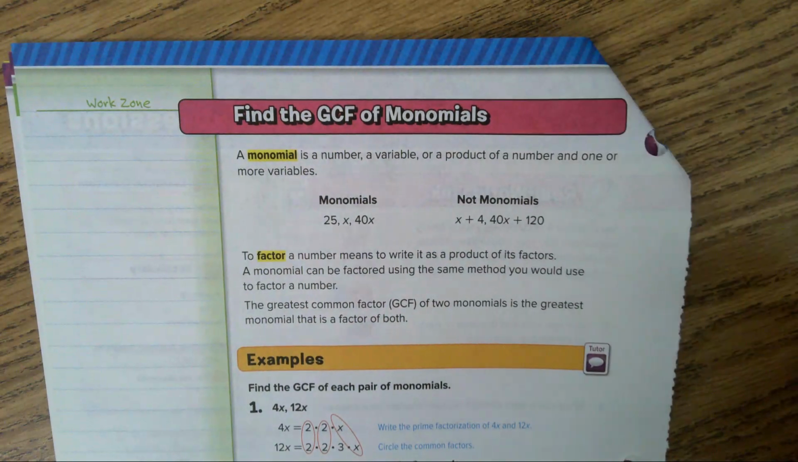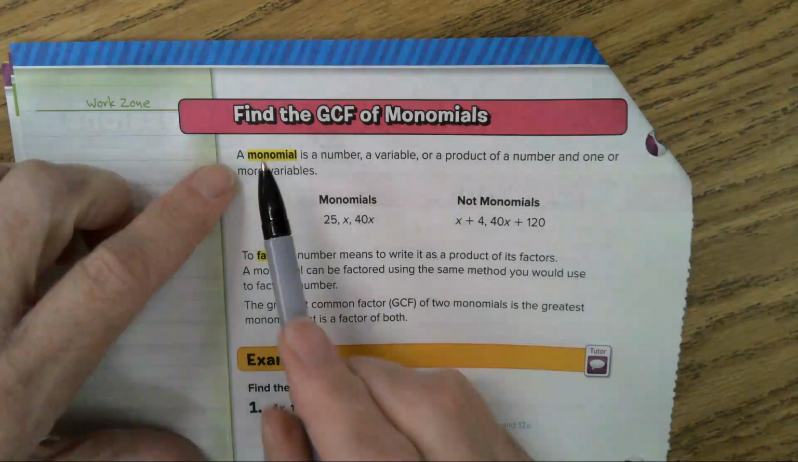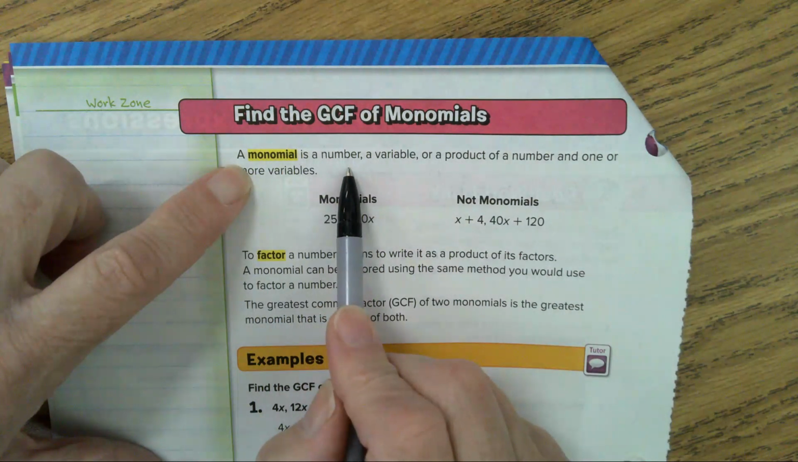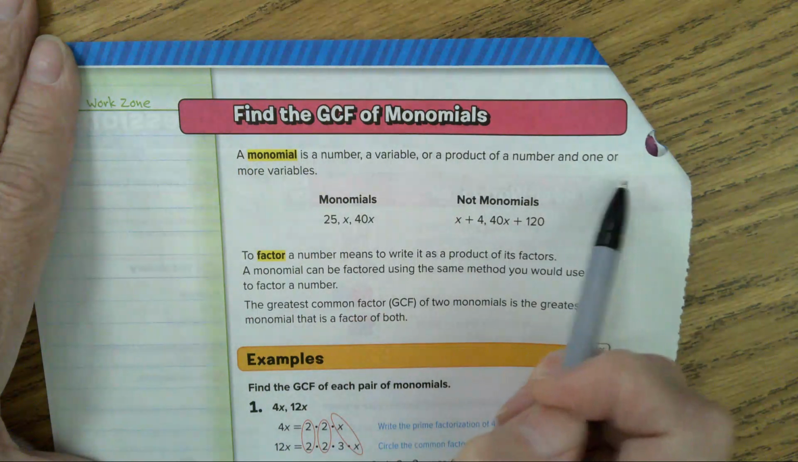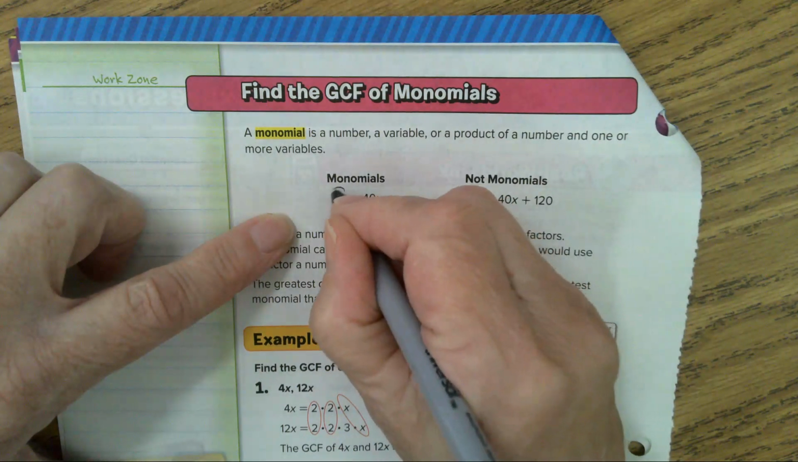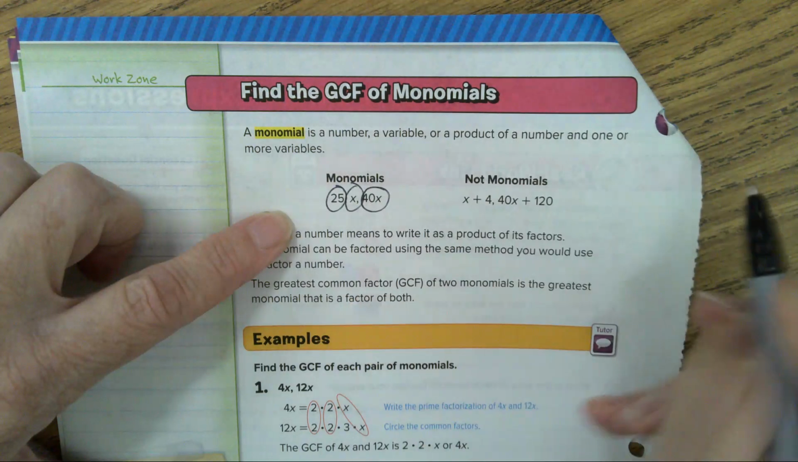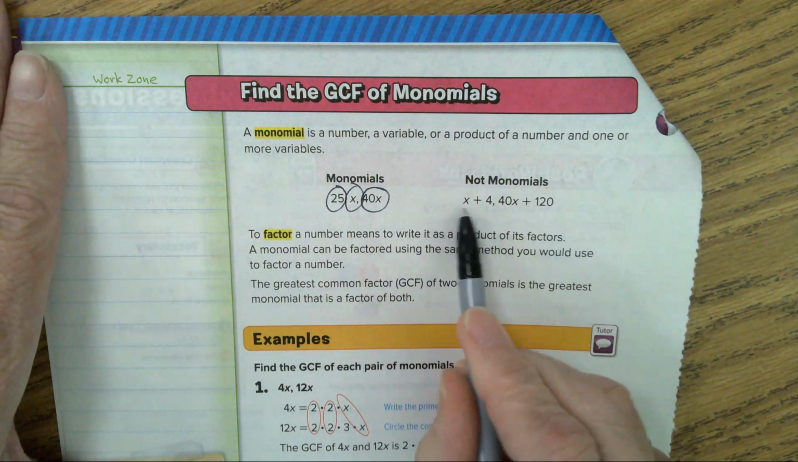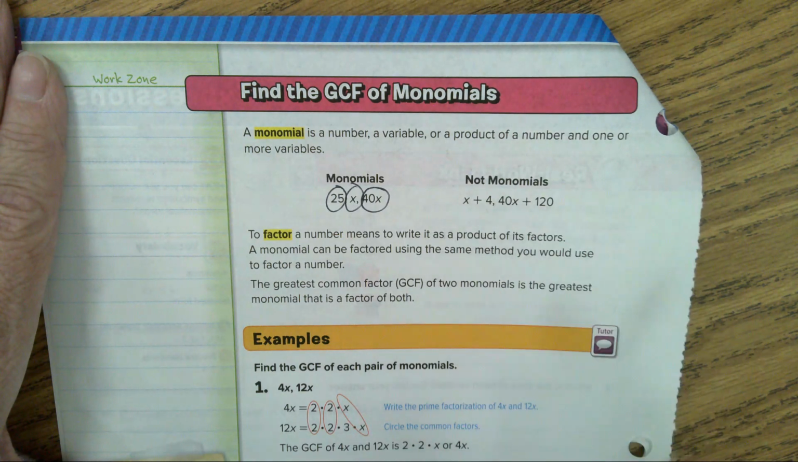All right, monomials. Have you ever heard of the word monomials before? Okay, some of you have, most of you haven't. A monomial is a number, a variable, or a product of a number and one or more variables. Okay, these are monomials. That's a monomial, that's one, and this is one. These are not. X plus 4, 40x plus 120, okay?